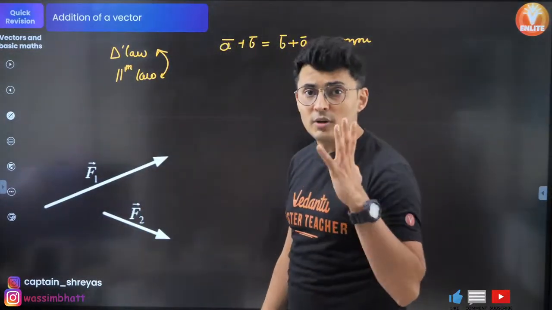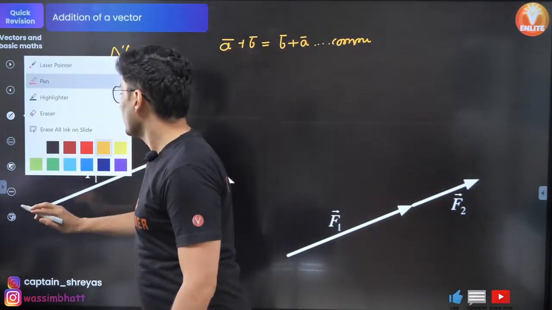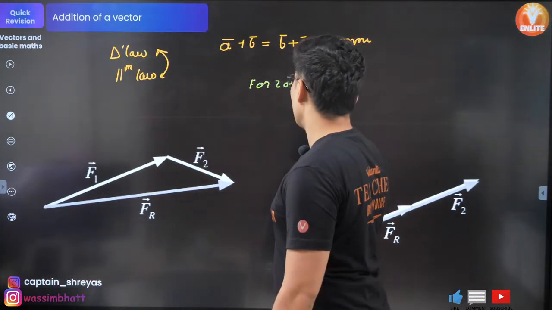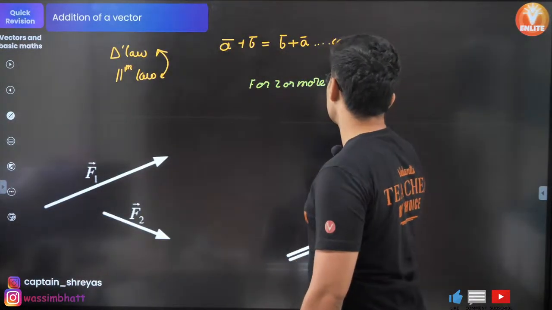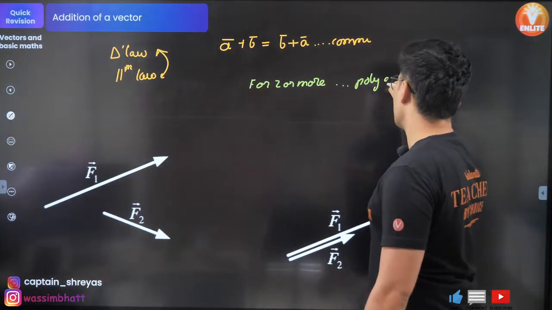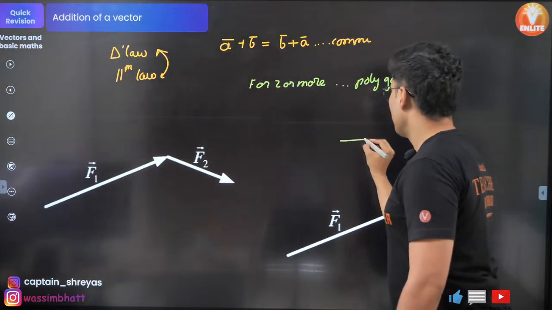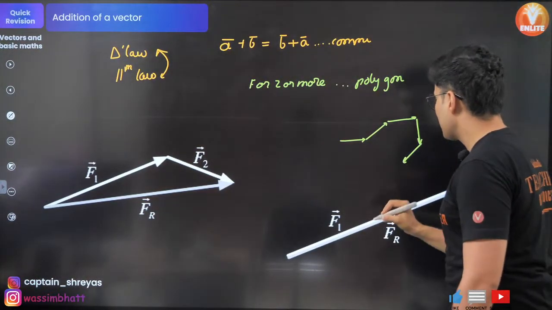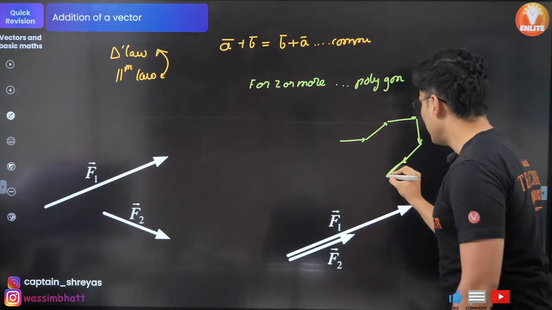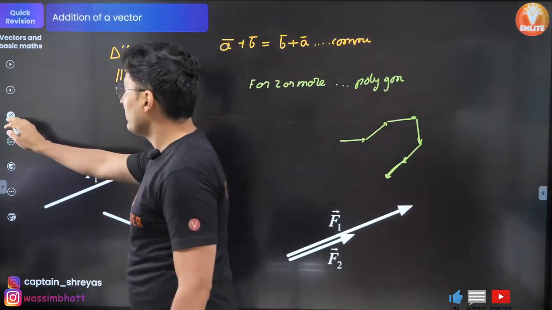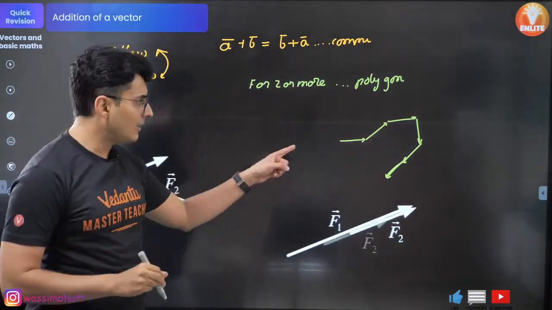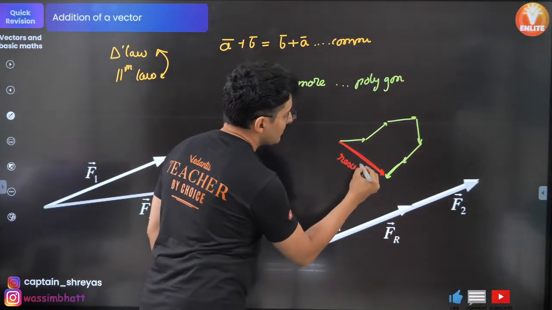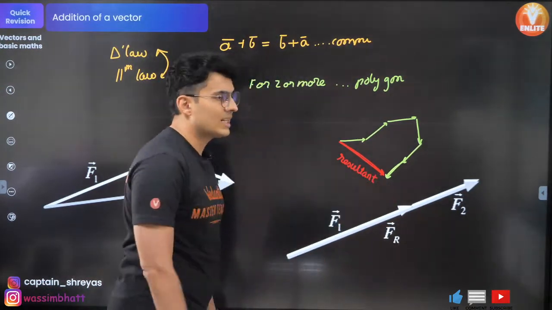And when you have two or more vectors, you can use the polygon law. So in polygon law, what is it? You take one vector, then you put another vector, then another vector, then another vector. Just keep on continuing it till you land up at the final vector. So there will be a missing side of that polygon. This is your missing side. This is basically your resultant vector.